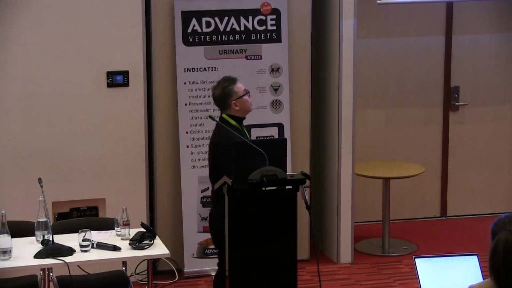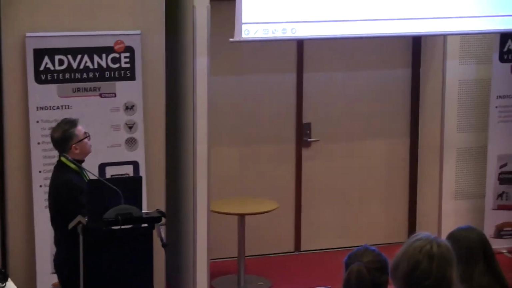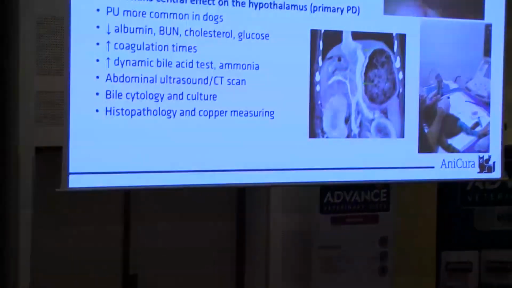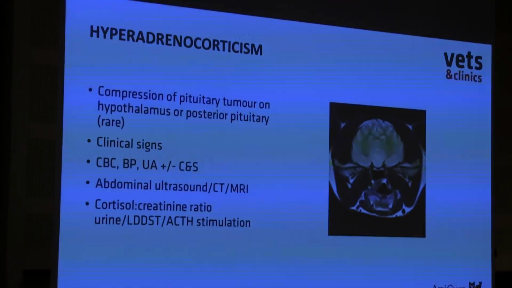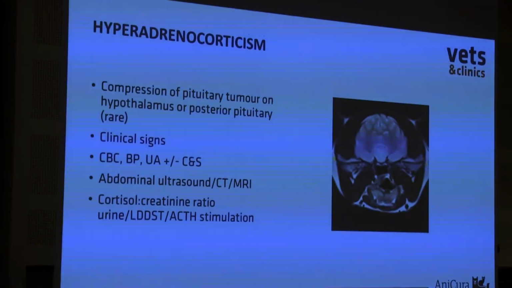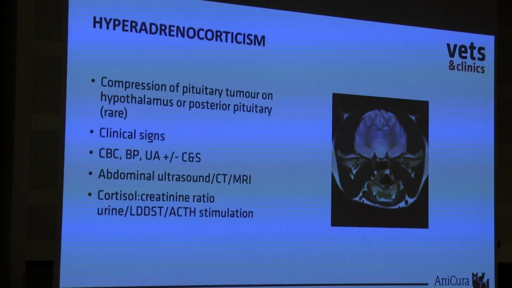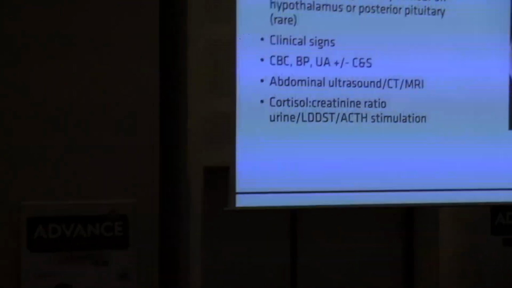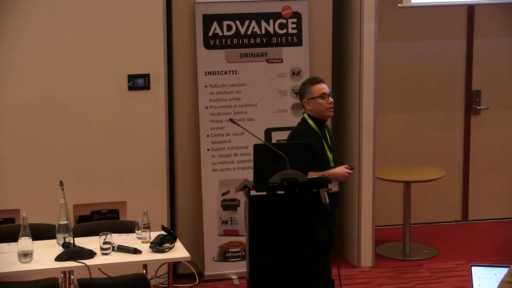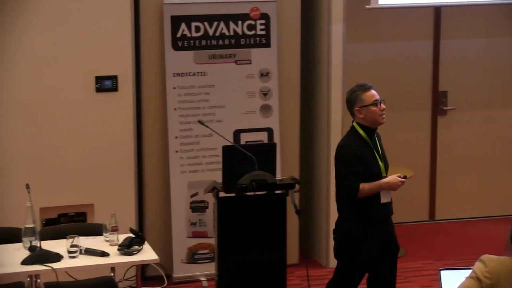And maybe for the diagnosis, we choose the cortisol creatinine ratio when I don't have so much suspicion or it is low on my list of differential diagnoses. But what test do you prefer to do in dogs with hyperadrenocorticism?